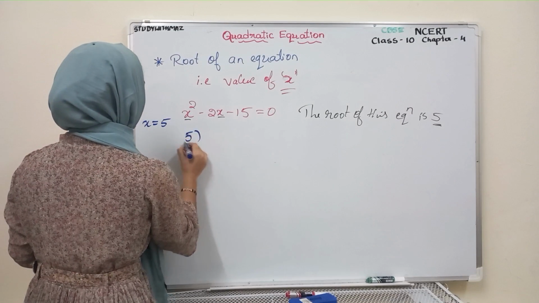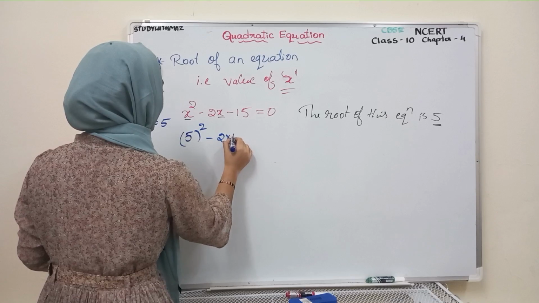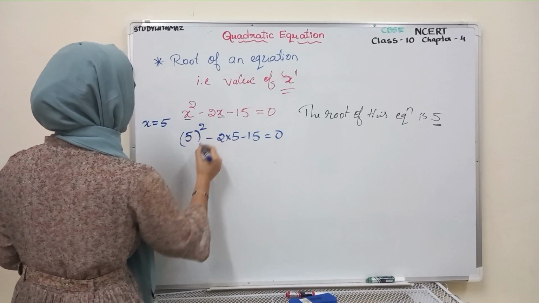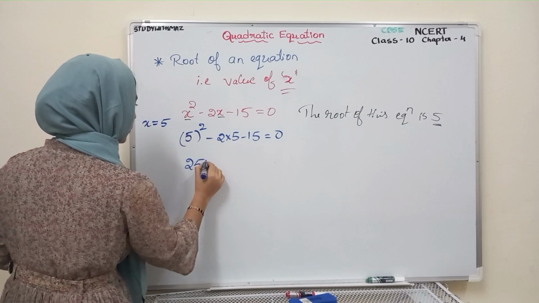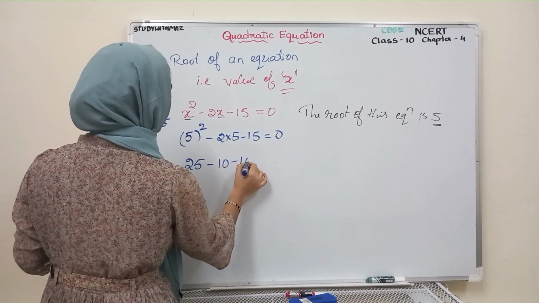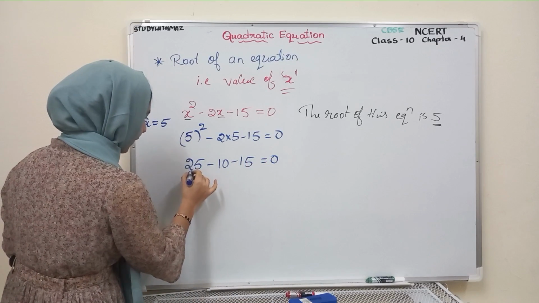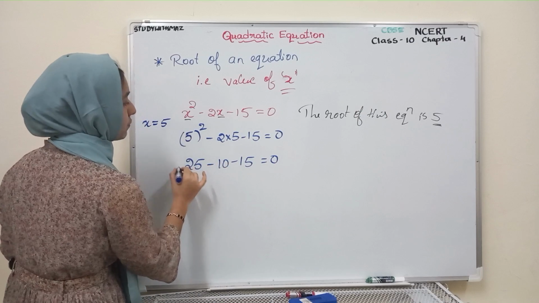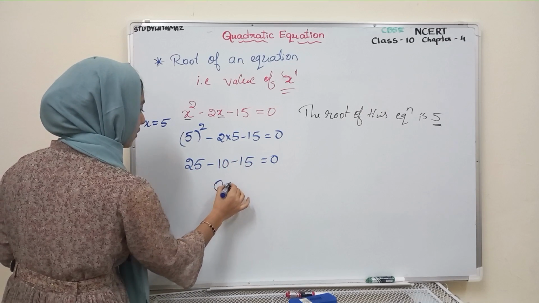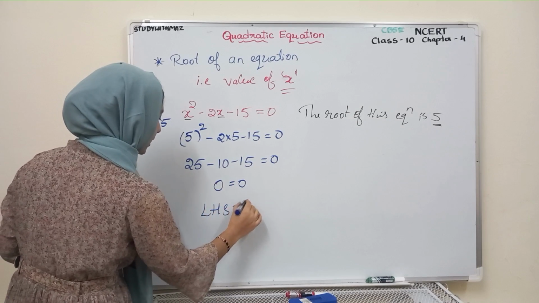So x square means 5 square, minus 2x means 2 into 5, minus 15 is equal to 0. 5 square is 5 5s are 25, minus 5 2s are 10, minus 15 equal to 0. 25 minus 10 is 15. 15 minus 15 is 0, equal to 0. So it becomes LHS equal to RHS.